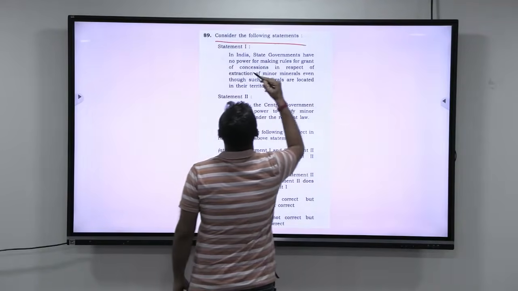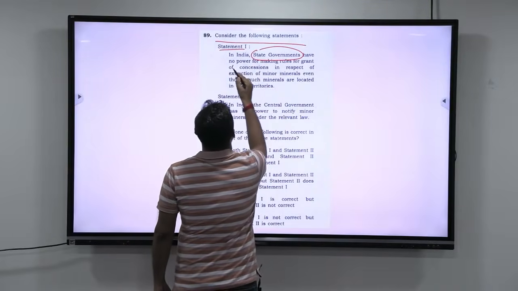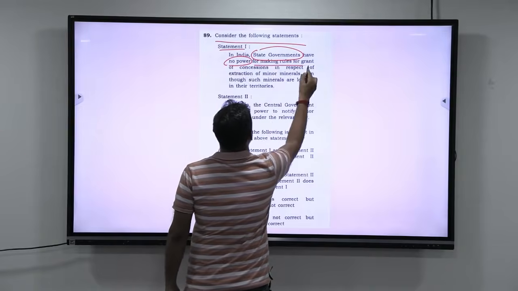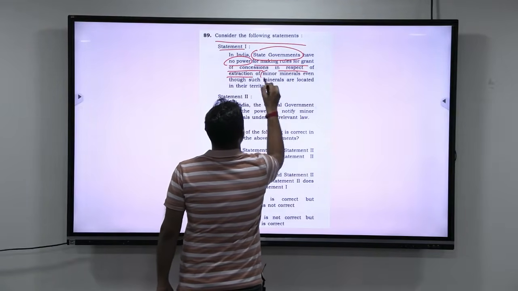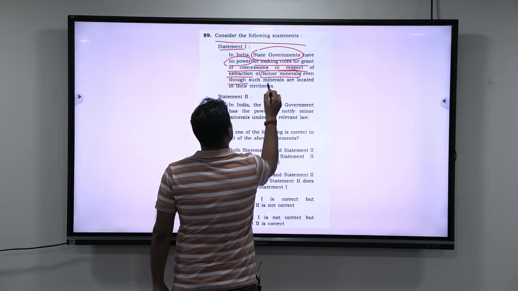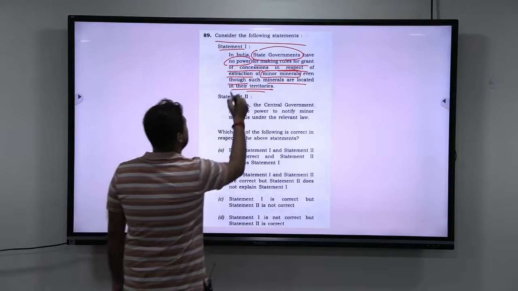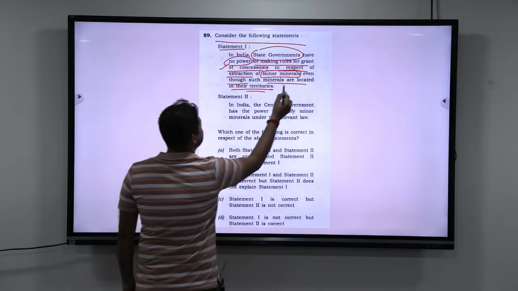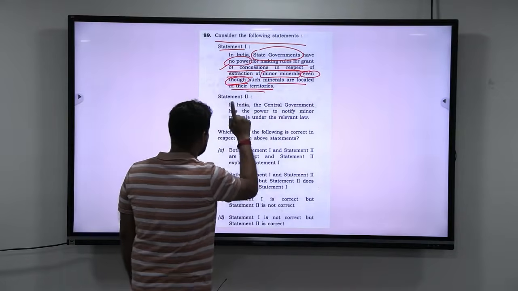Consider the following statements. Statement 1. In India, state governments have no power for making rules for grant of concessions in respect of extraction of minor minerals, even though such minerals are located in their territories. Okay, so look at this. No power, even though. Look at the words they are using. No power, even though. These are the two things that you should know.